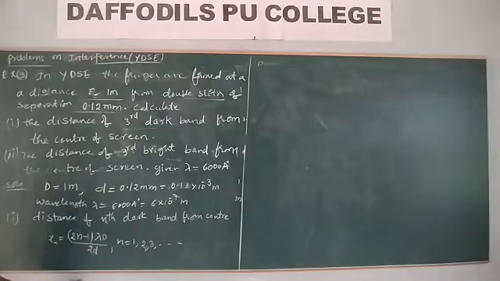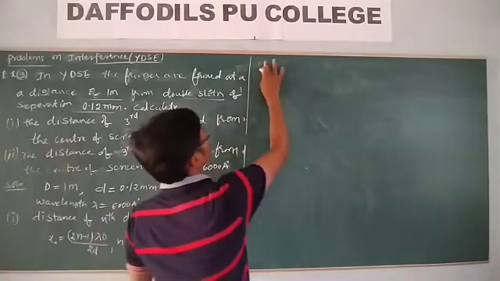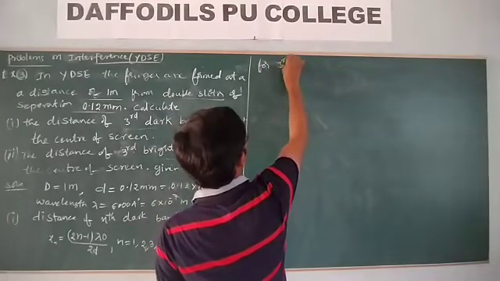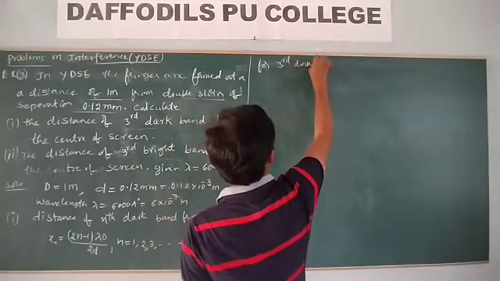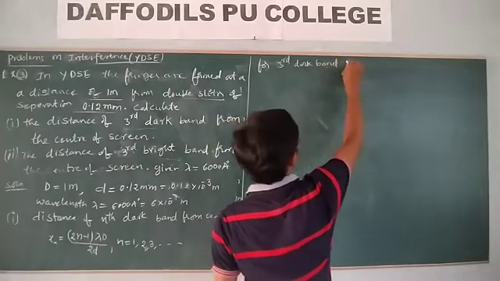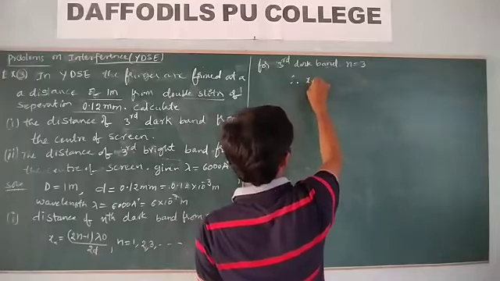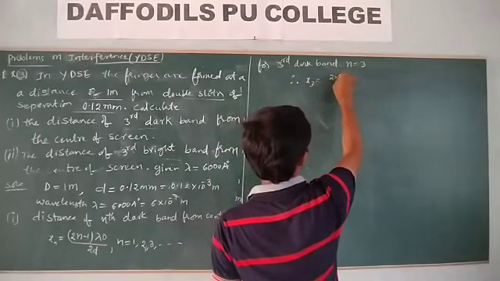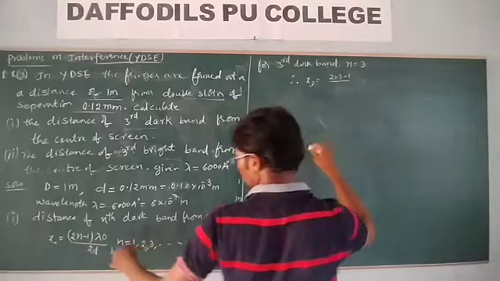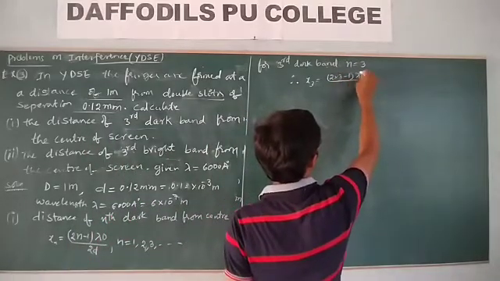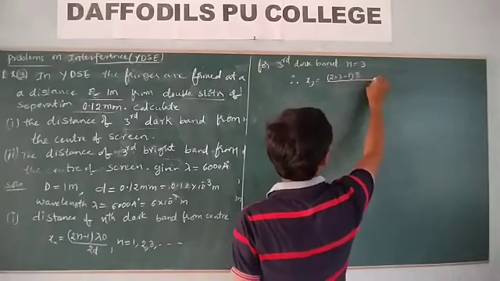Instead of n is equal to 3, that means third. But for what do we need to calculate? The third dark band. So what n value do we take? 3. For the third dark band, n is equal to 3. Therefore x3 is equal to (2 into 3 minus 1) lambda D by 2d.